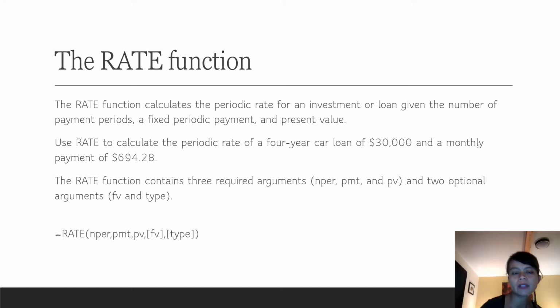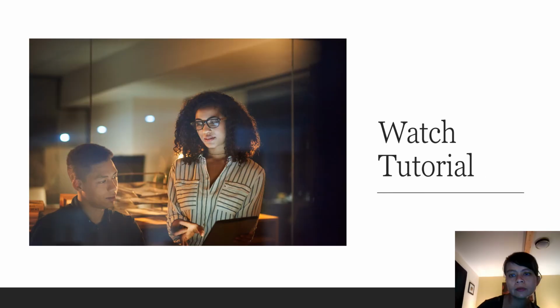Next is the RATE function. The RATE function calculates the periodic rate for an investment or loan given the number of payment periods, a fixed periodic payment, and a present value. So use RATE to calculate the periodic rate of a 4-year car loan of $30,000 and monthly payment of $694. The RATE function contains 3 required arguments: NPER, PMT, and PV. And again, 2 optional arguments: FV and type. Please watch the video tutorial on how we enter these values into the arguments for this function, and come back to the video when you're done.